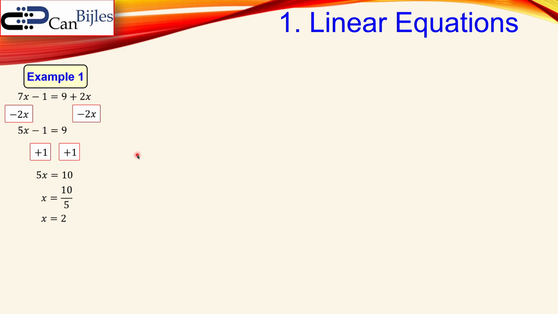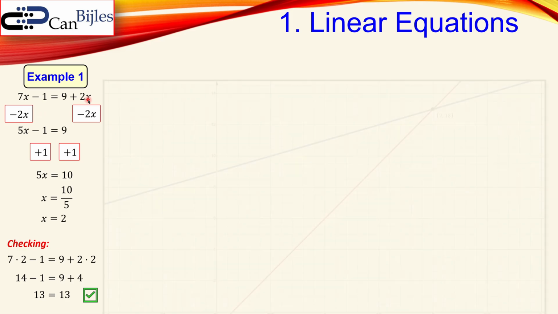How can we check that this is indeed correct? Now you can substitute this in the left and the right hand side. So you can say 7 times 2 minus 1 must be 9 plus 2 times 2, which is shown here. So this will result in 14 minus 1, and this will be then 9 plus 4 will be then 13 is equal to 13. So this is indeed correct. Okay, in this case we also have only one solution.